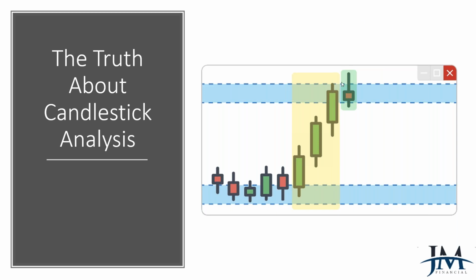Now, what happens is when we get what we call an indecision candle directly in our resistance zone, because price is pushing up, it comes to this resistance zone. Will it be able to push through? This is an area of decision making. And what do we get? We get an indecision candle.